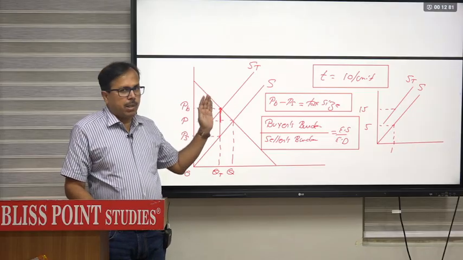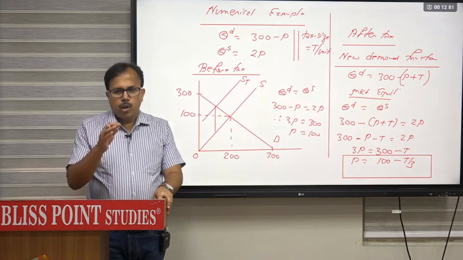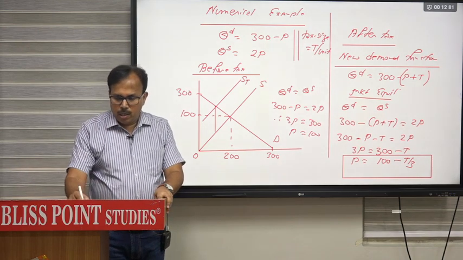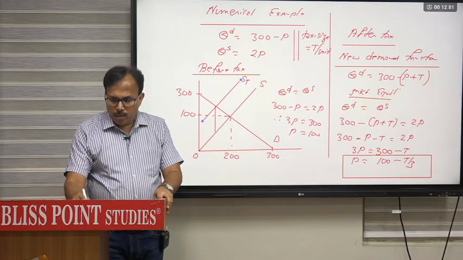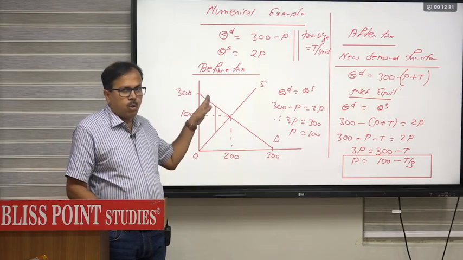Supply curve shift हो जाएगा by the size of tax. So it shifted by the size of tax. So even if you are not drawing that line, that means say if I just ignore that line and just mark this gap, still the argument will remain same.